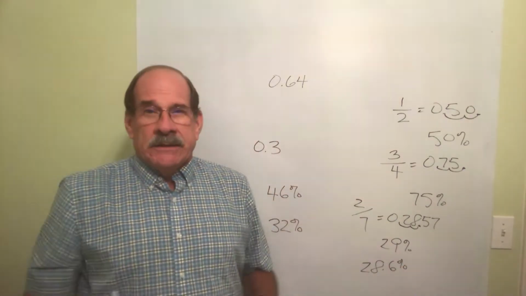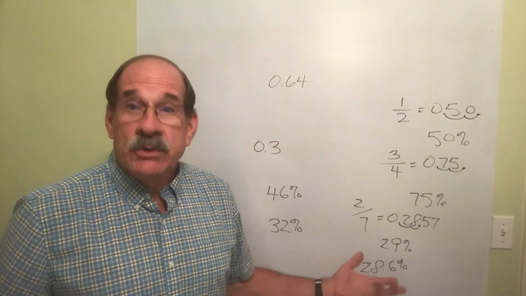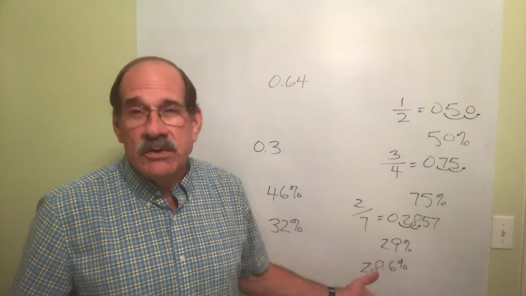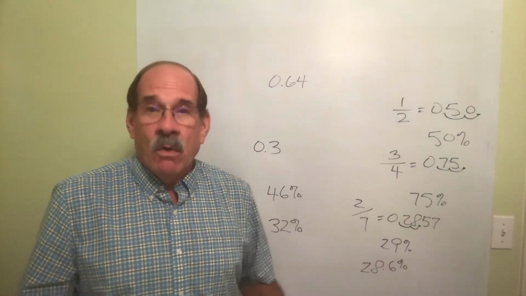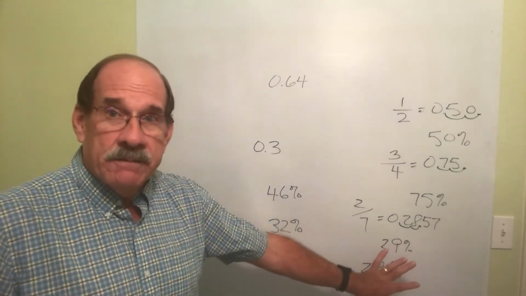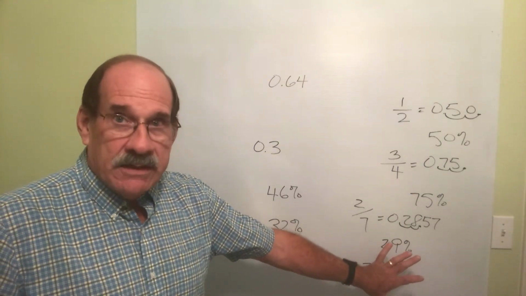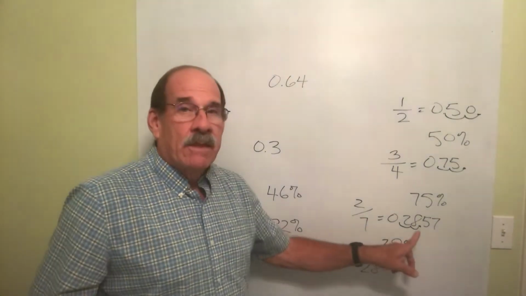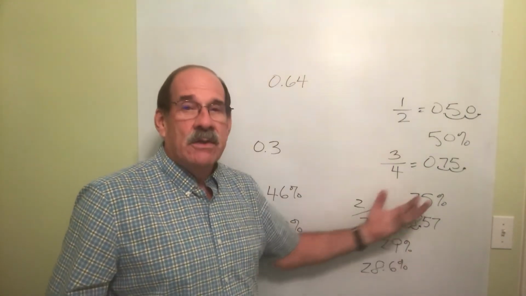28.6%. So round off the way you're told to, and you'll usually be told in the homework or on the quiz how far to round these percentages off. But that's the way you do it. You got that? Convert the fraction to a decimal, then convert that to a percent.